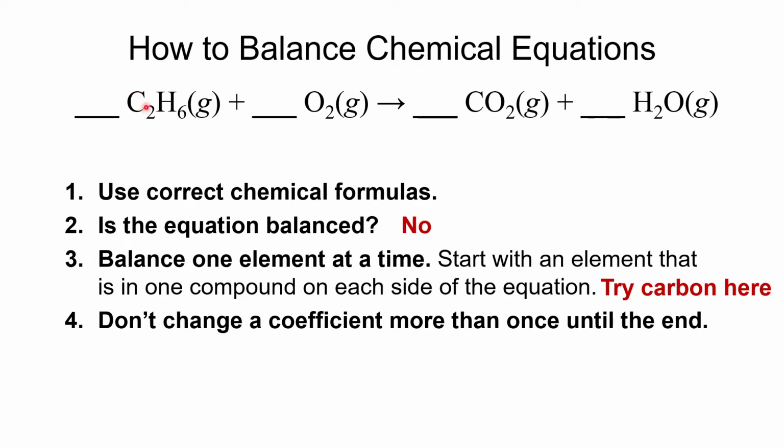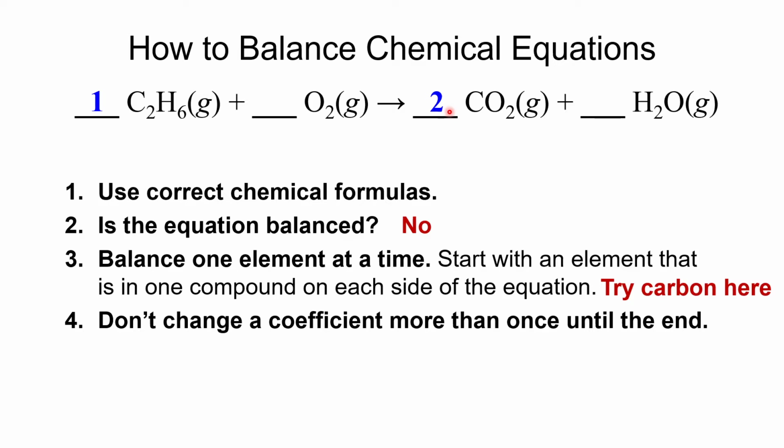You'll notice we've got 2 carbons, so I'm going to lock those 2 carbons in place by putting a 1 in front of ethane here. So now we've locked those 2 carbons in place. To balance the carbon, we will now put a 2 in front of carbon dioxide. So now we've got 2 carbons on each side of the equation. Carbon is balanced.